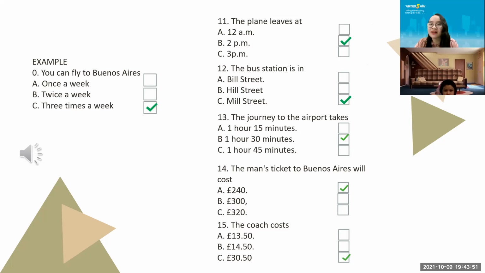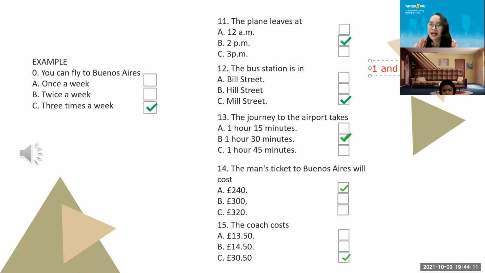Đó, mình nghe "Mill" rất là rõ luôn. Mill Street. Good. The journey to the airport takes... Okay, 1 hour 30 minutes. Rồi, trong audio nó sẽ nói đó là 1 and a half hour. Đó, 1 and a half hour.